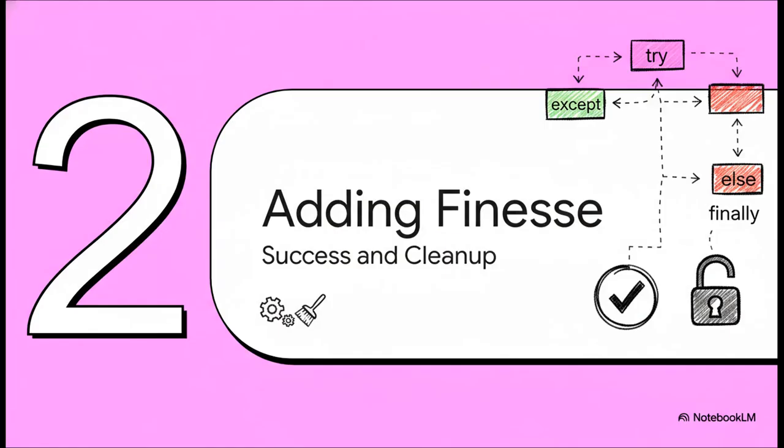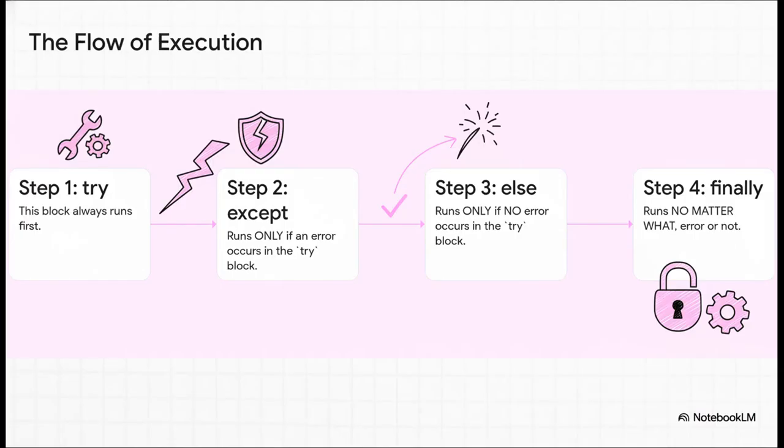Okay, so the basic try except is a fantastic start, but we can add a lot more finesse. By using two more keywords, else and finally, we get way more control over our code's flow, letting us handle both success and failure with real precision. This right here is the complete roadmap. You always start with try. If something goes wrong, you immediately jump to the except block.